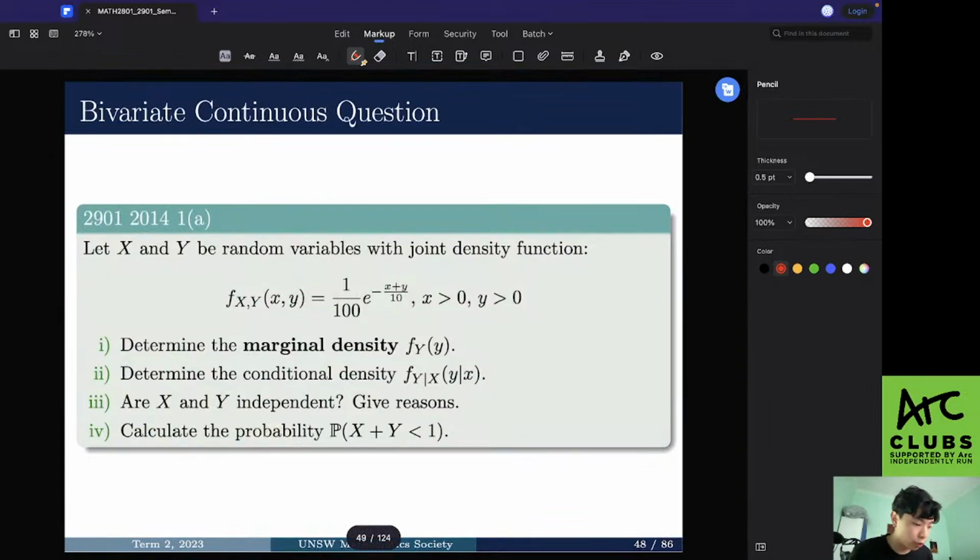So now that we know what a joint density function is, you might see, hey, we have f(x,y), and it's equal to 1/100 times e to the power of minus (x plus y) over 10. Now we go to the first part. We want to determine the marginal density. I think you already have a bit of a clue what a marginal density is from what they expect us to calculate, which is f of y.